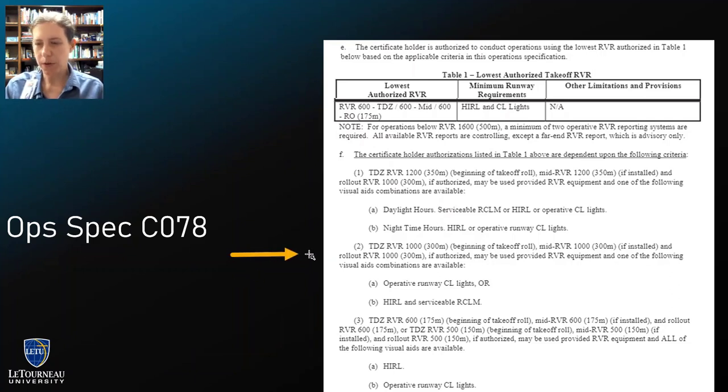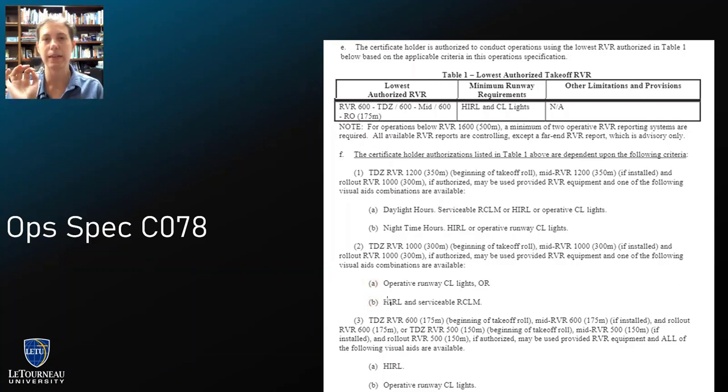What I really want to focus in on is point two here, that the touchdown zone RVR can be as low as 1,000 feet and the middle RVR 1,000 feet, provided we have a couple things available: operating runway centerline lights or high intensity runway lighting and runway centerline markings. Okay, so that would get us down to taking off at 1,000 RVR.